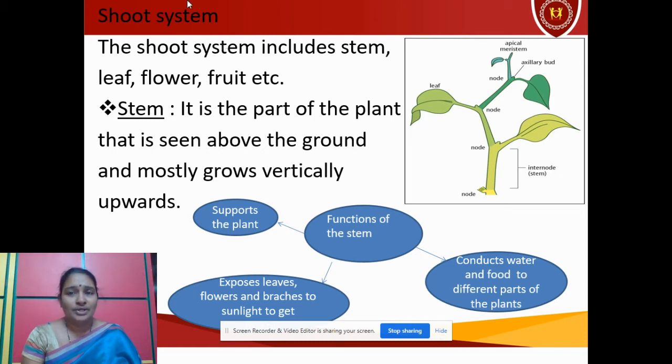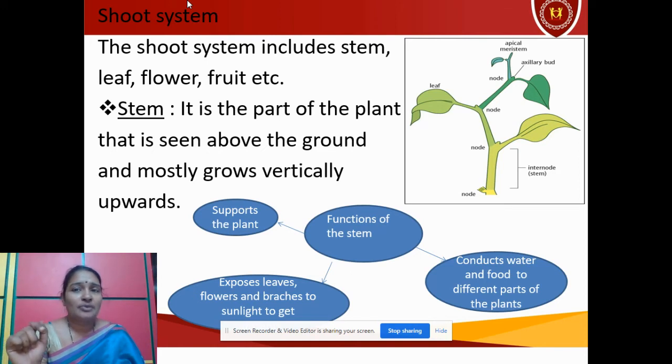At some point, where the leaves arise, that point is called a node. In between two nodes, we call it an internode. You can see the image very clearly. The point where the leaf arises is called a node. Like that on the stem, there will be many nodes. So the distance between two nodes is called an internode.